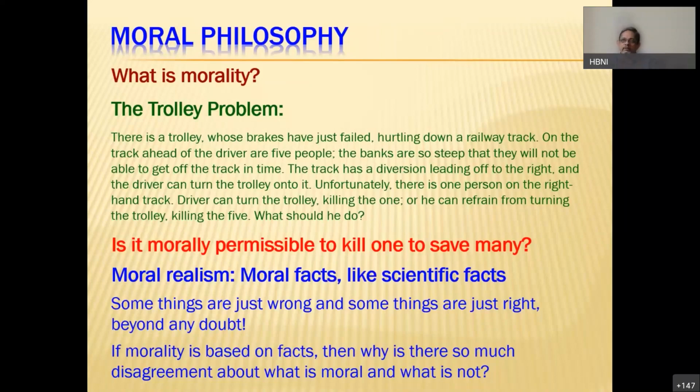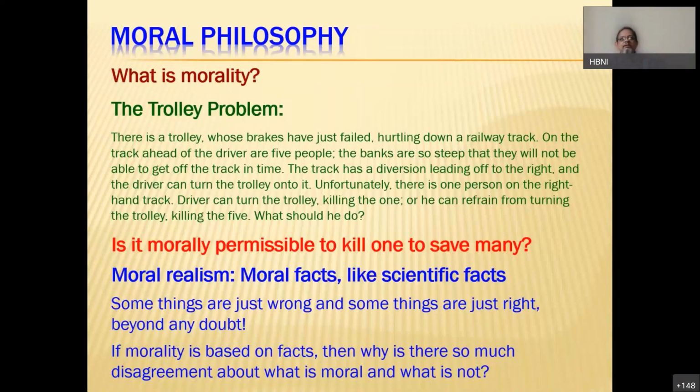Or does he refrain from turning the trolley and go ahead, where the 5 people will get killed? So what should he do? Is it morally permissible for the driver to kill one person to save many people? Or should he simply keep quiet and say that it is not my moral obligation at this point of time to turn the trolley, and I must just go ahead and leave it to God?